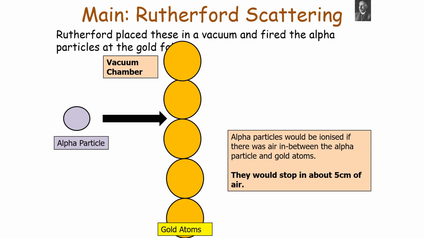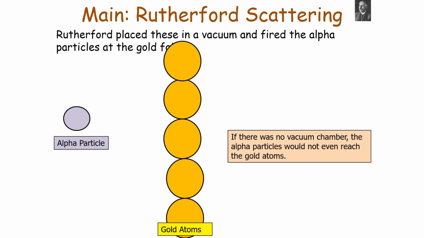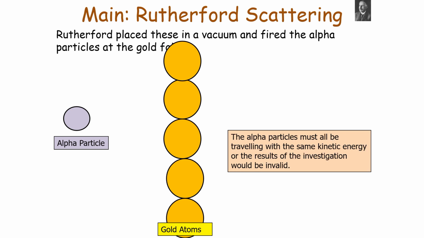Now Rutherford placed the gold foil and the alpha particle source in a vacuum, and he fired the alpha particles at the gold foil. Now it's important to use a vacuum chamber because alpha particles would be ionized if there was air in between the alpha particles and the gold atoms. They would stop within about 5 centimeters of air. So if there was no vacuum chamber, then the alpha particles would never even have reached the gold atoms.